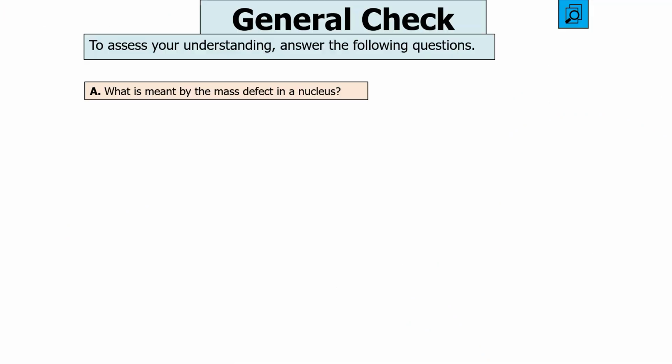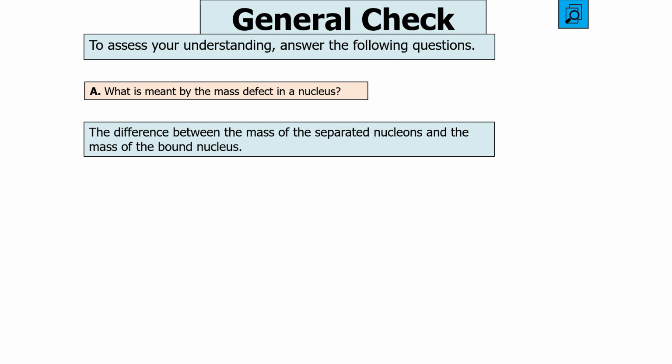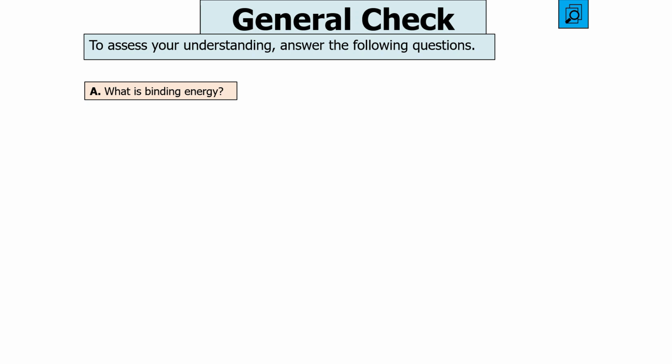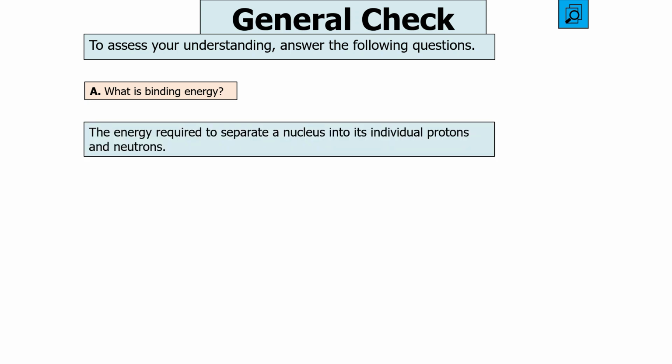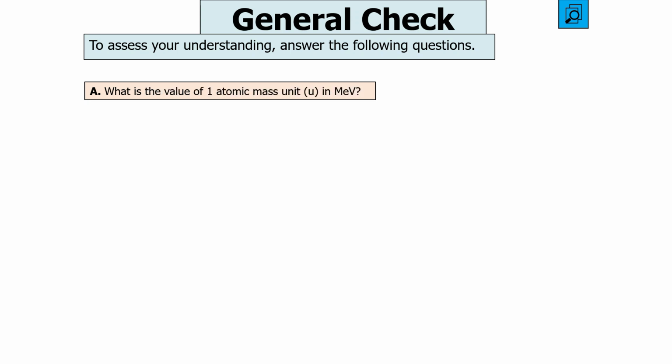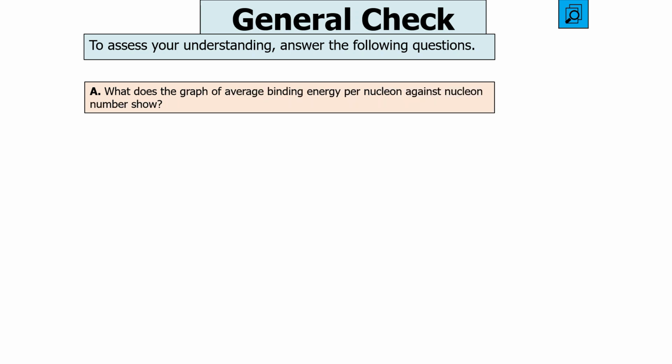So, what is meant by the mass defect in a nucleus? That is the difference between the mass of the separated nucleons and the mass of the bound nucleus. What is binding energy? It's the energy required to separate a nucleus into its individual protons and neutrons. What is the value of one atomic mass unit in MeV? 1 u is 931.5 MeV.